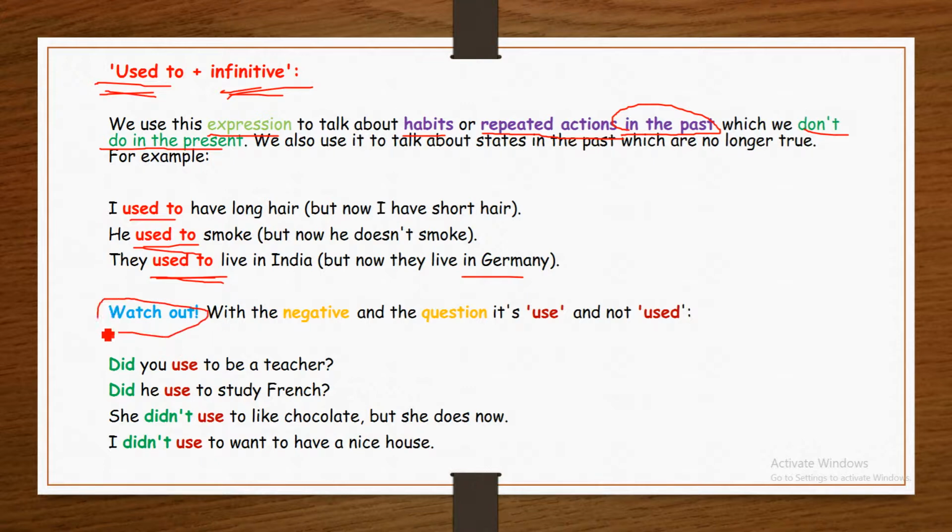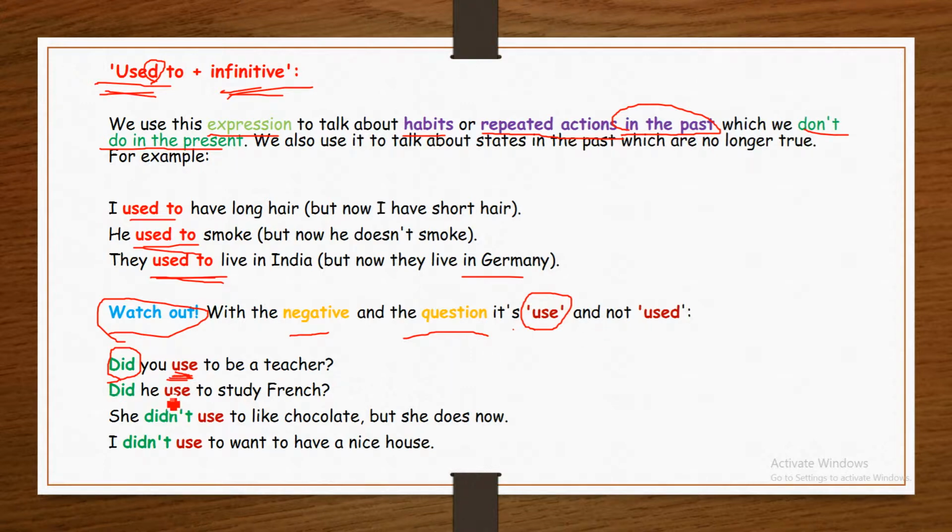Watch out, be careful. With the negative and the question, it is use. In negative and question sentences, we remove the D from used to, because we make a question with the auxiliary did for asking about the past. When you use did, the main verb should be in the base form.